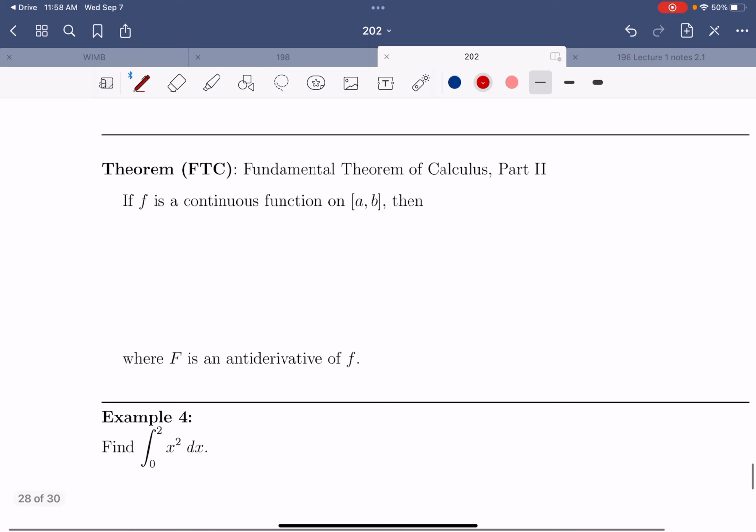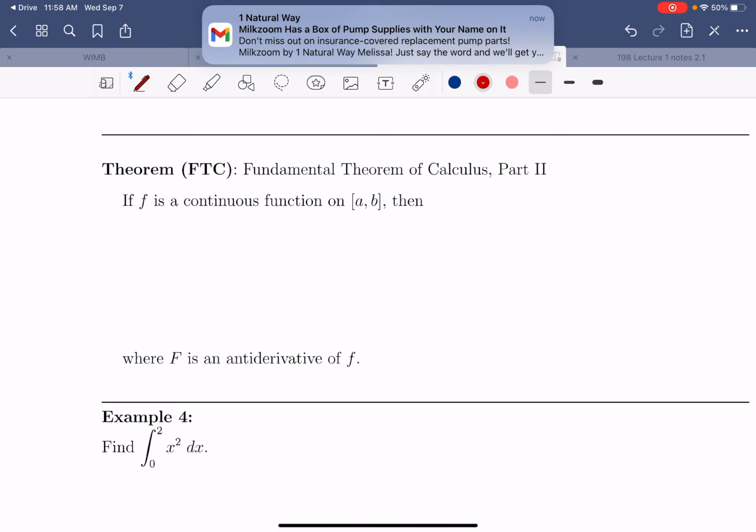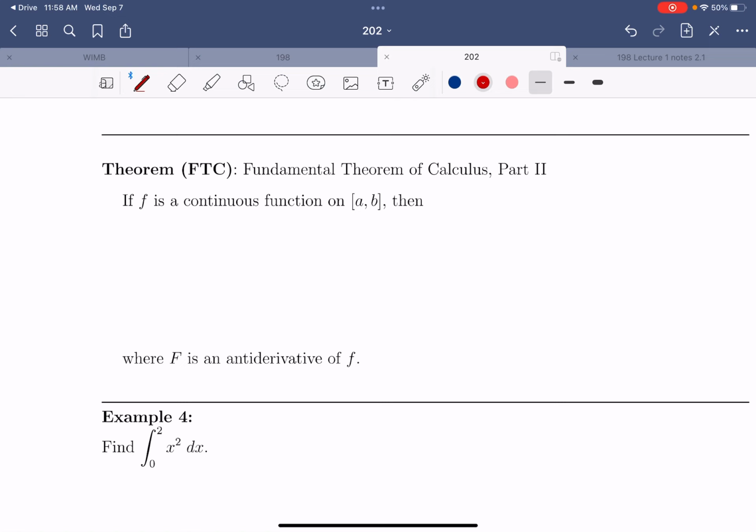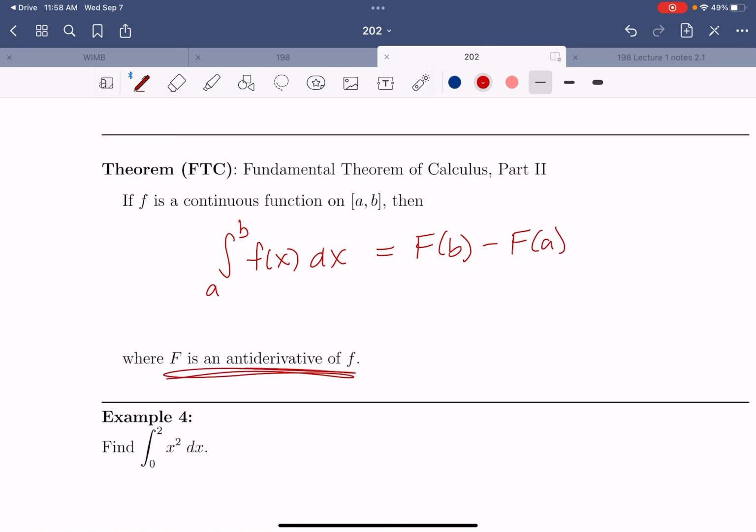Now, the second part of the fundamental theorem of calculus is useful for us. And that is that if f is a continuous function on a and b, so same criteria as before, then what we get is that the integral from a to b of little f of x dx, so our integral, so this is a definite integral with numbers at each end, notice that, is capital F of b minus capital F of a, where capital F is the antiderivative.